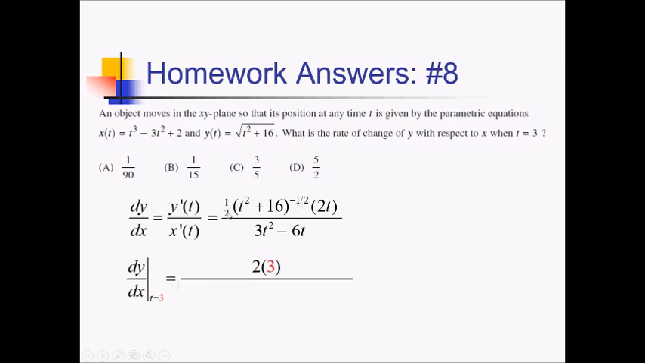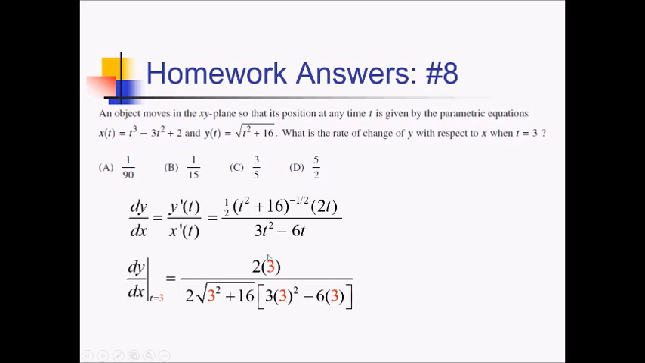Coming downstairs, the 2 and the 1/2 can come downstairs here. And then we also have this whole parentheses with a negative 1/2 power. That's the square root of t squared plus 16 coming downstairs. So that's going to be the square root of 3 squared plus 16 down there. And then finally, this 3t squared minus 6t was already there. So we've got 3 squared minus 6 times 3. And that's going to be in a big parentheses here.